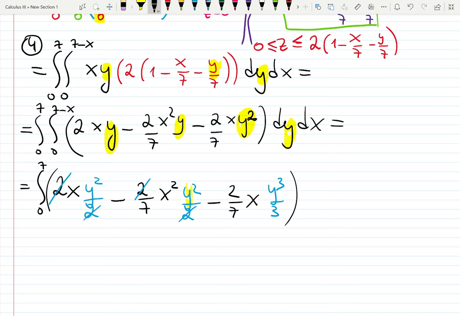But that is not the answer, right? We have a bar from 0, and then y equals 7 minus x. And the last is dx. Sometimes students tend to get confused. 7 minus x, where do we plug it?